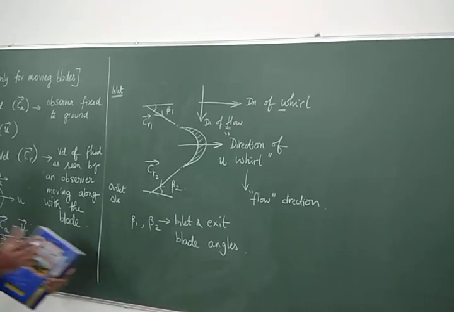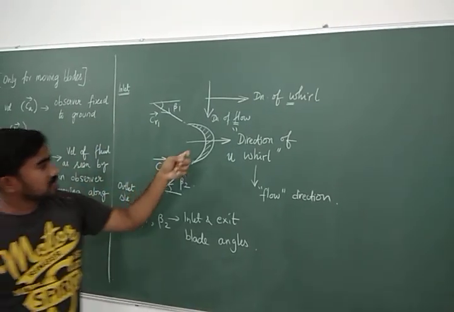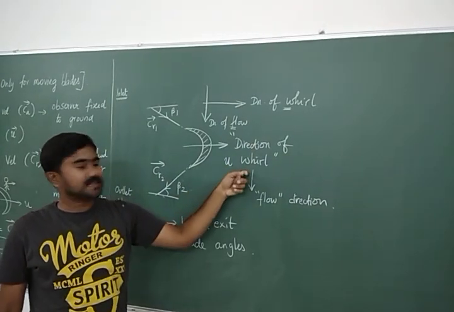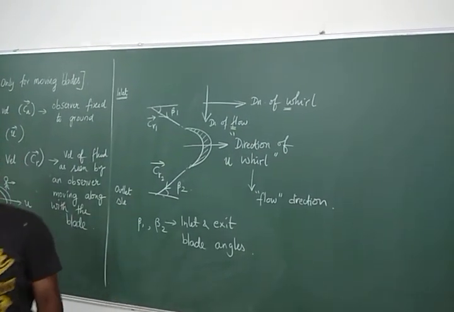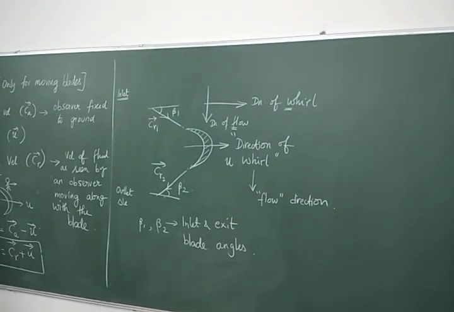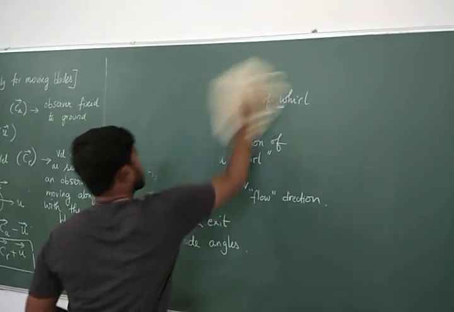So this is the second idea. You have to find out these two directions. How to find out the directions? The blade speed will always be in the direction of whirl. The perpendicular direction will be the direction of flow. Now as a last principle, erase this and again redraw.